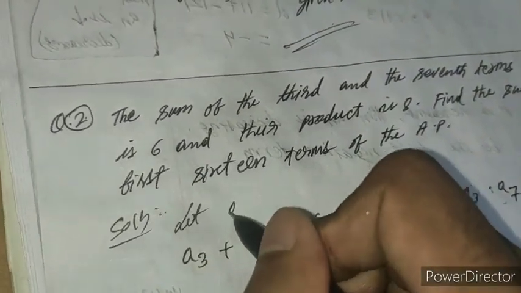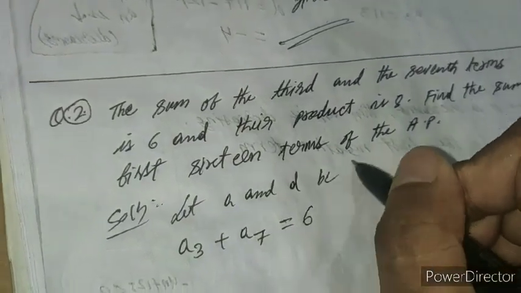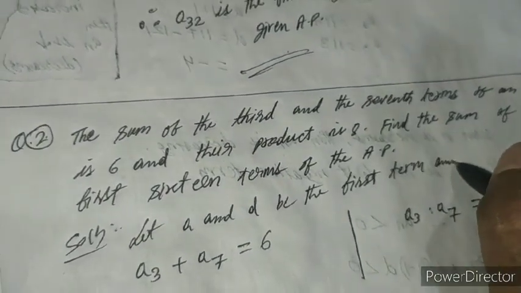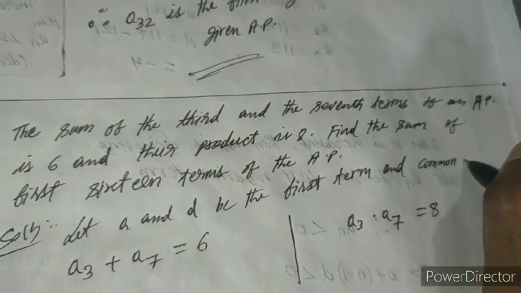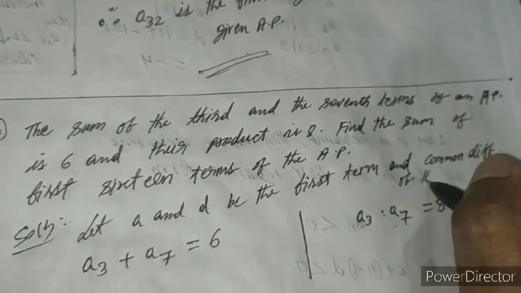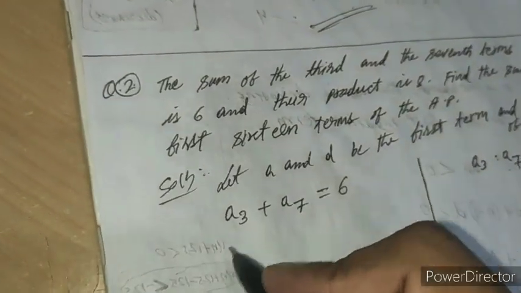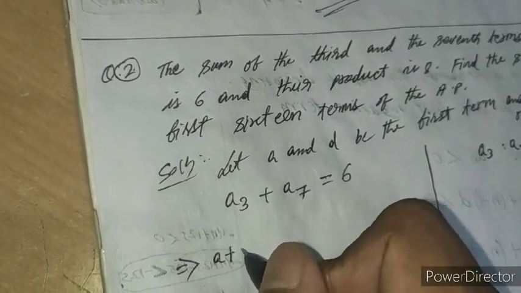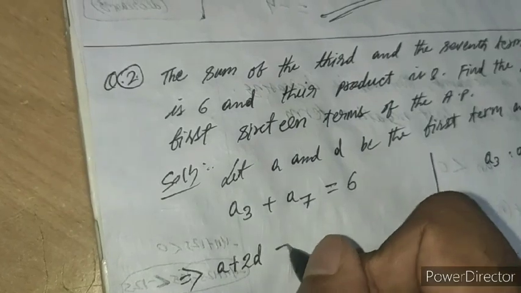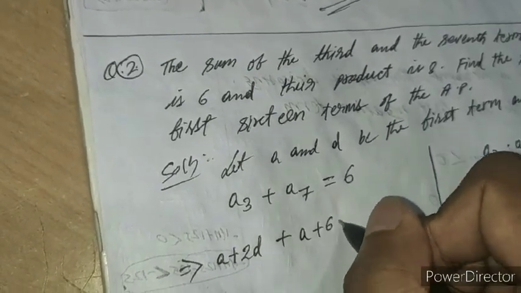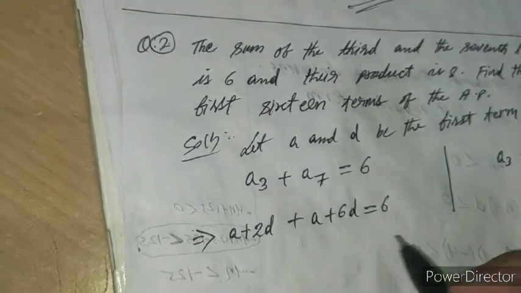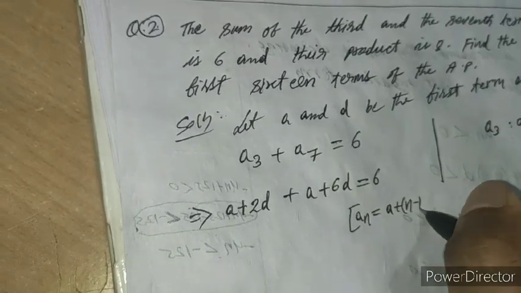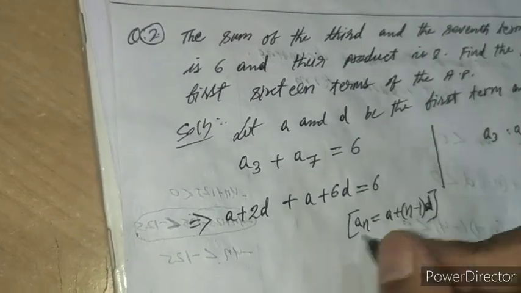Now let a and d be the first term and common difference of the AP. So what is A3? A3 is a plus n minus 1, that is 3 minus 1, which is 2, so a plus 2d. And A7 is a plus 6d. We have applied this formula, for those who don't know, I am writing it for them.